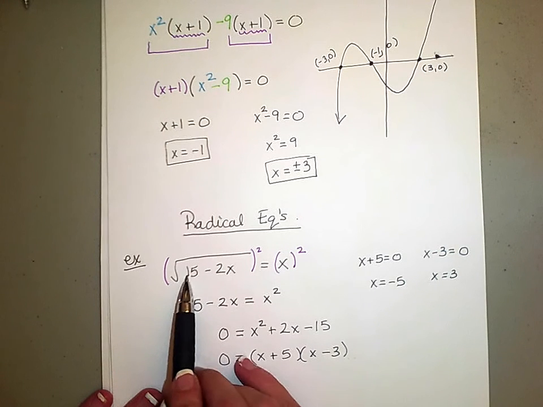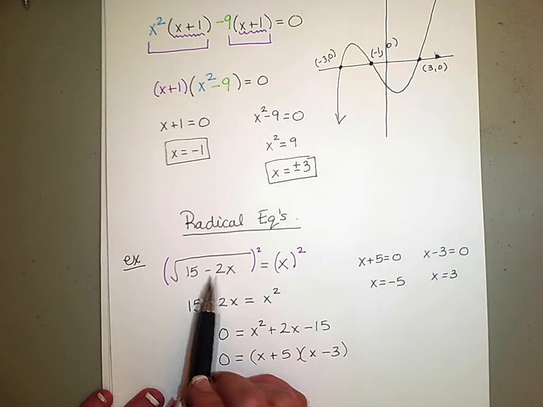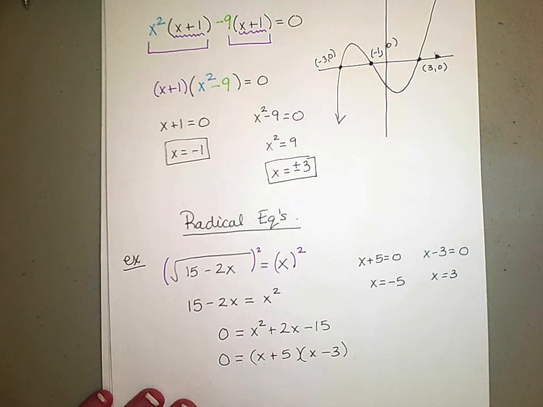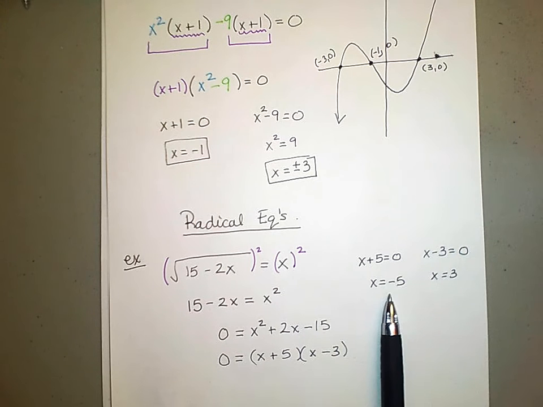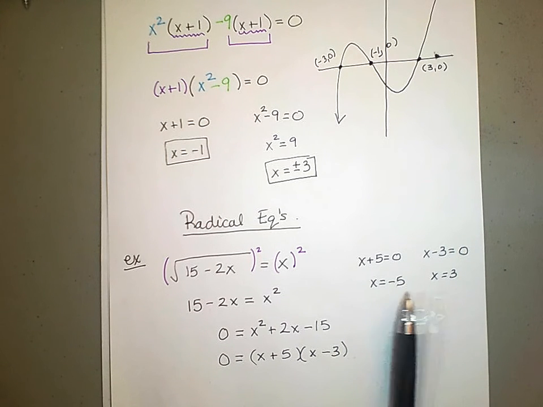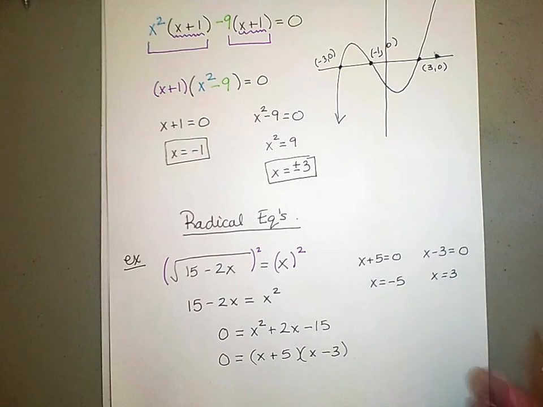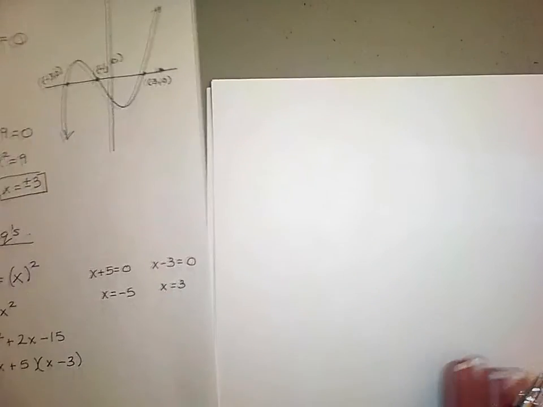And we can check these and they would both work. Negative 5, this would become plus 10. So the square root of 15 plus 10 is 25. And one of the square roots of 25 is negative 5. It's not the principal square root, but it is, actually, let me look at that. Let's look at that together.